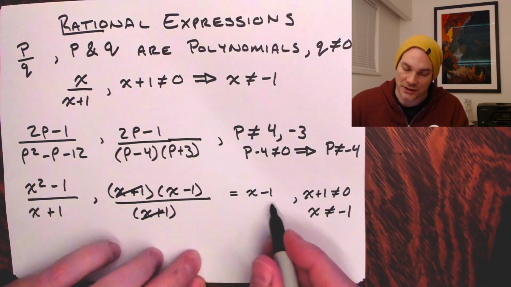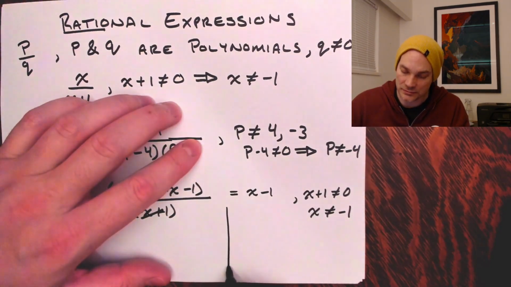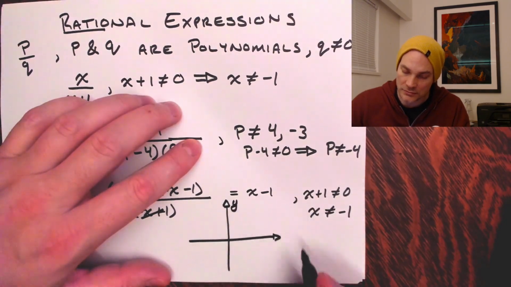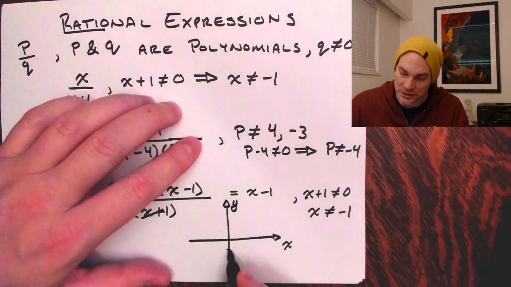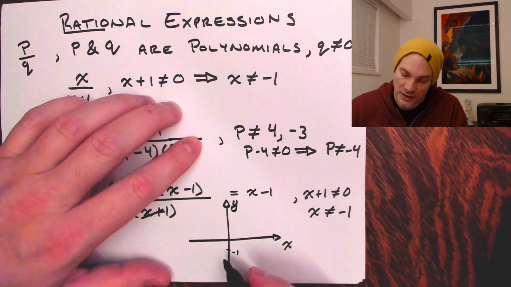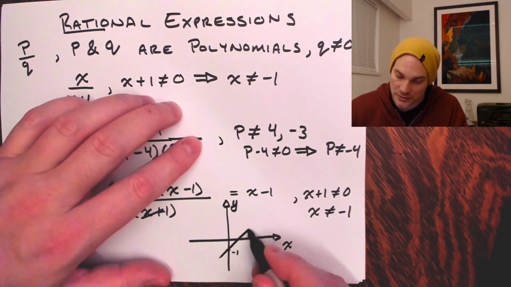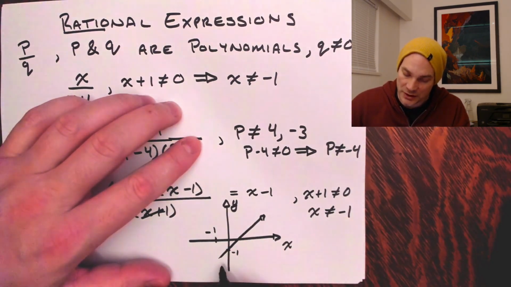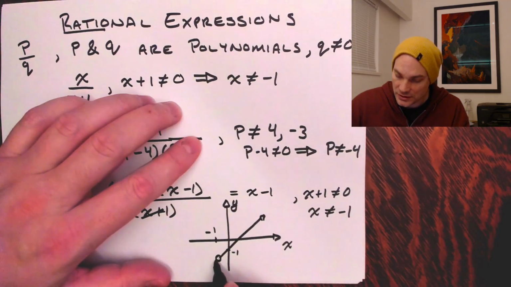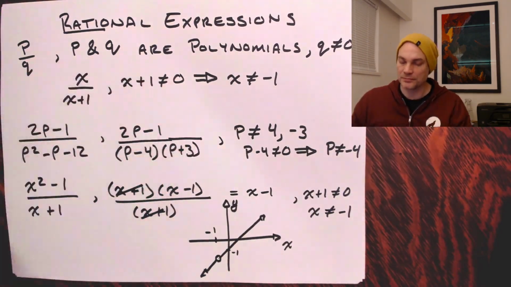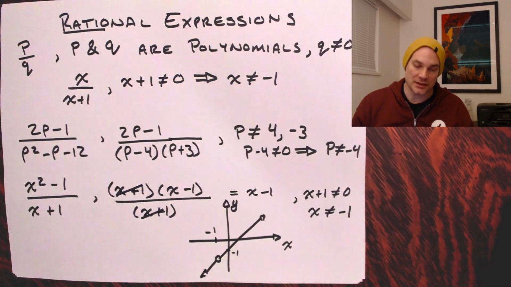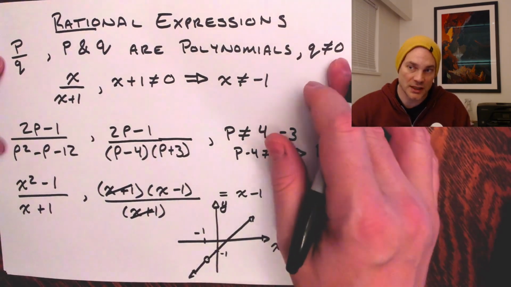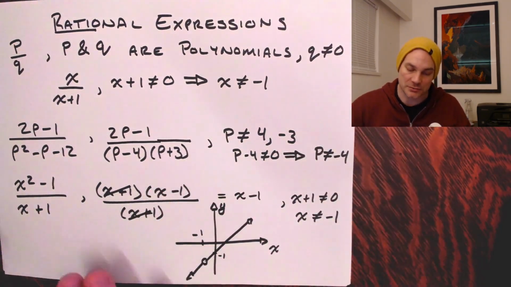So if we wanted to graph this, which is just a line, x minus 1, here's minus 1. We go up, this is our line, but when x is -1, we can't have that, so we have a little hole, and then it goes back. And that's how we graph this, and that's a rational expression, the conditions of the rational expression, and how to factor, and that's it.